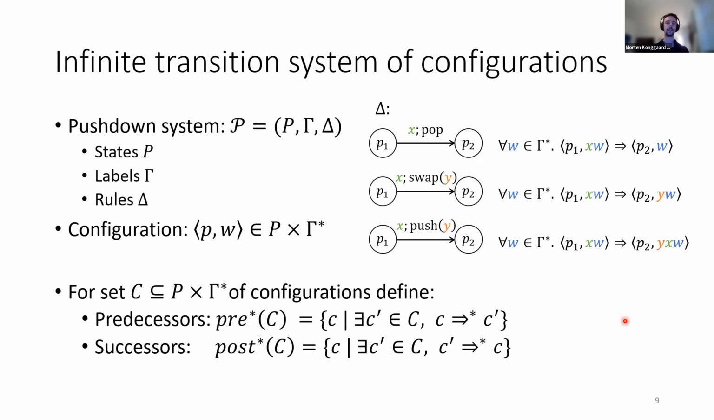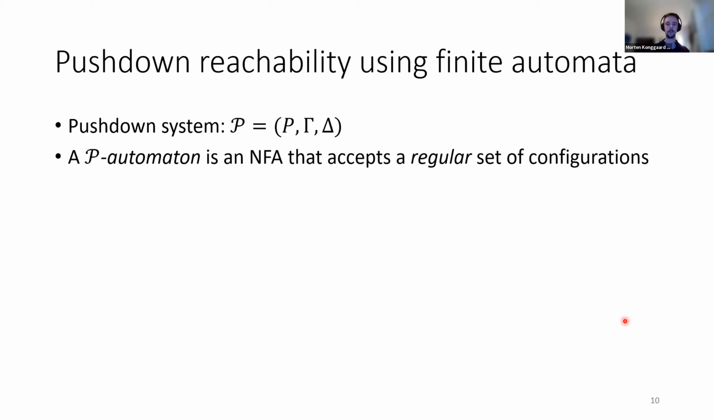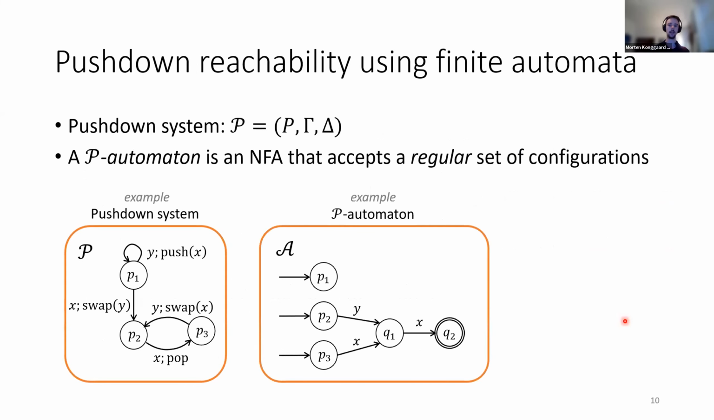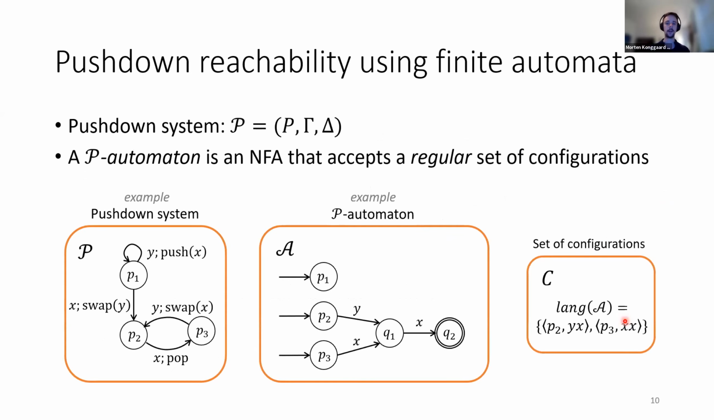So of course, when you have an infinite transition system, we need a trick to be able to analyze it. And this is also well-known stuff from the literature, that we need to represent a set of configurations using a finite automaton. So if we look at an example here of a pushdown system, we can have an example of a P automaton here, which defines this set of configurations. So the state P2 with YX on the stack, and the state P3 with XX on the stack, corresponding to these two accepting paths in the P automaton. And we call a configuration or set of configurations regular if it is accepted by some finite automaton.